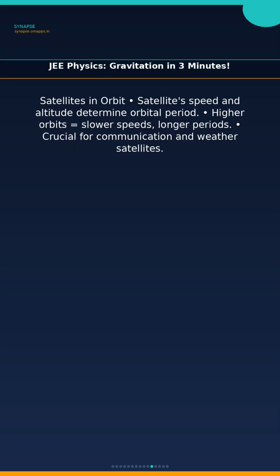The speed and height of the satellite determine how long it takes to orbit the Earth. Higher orbits mean slower speeds and longer orbital periods. This is key for understanding how communication and weather satellites work.